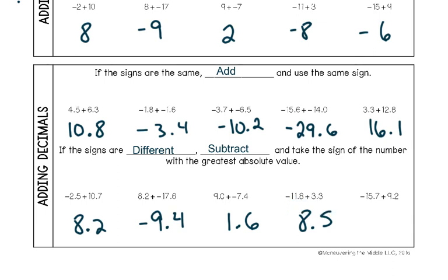Whenever I look back at my two numbers that I did my operations with, these two rational numbers, these two decimal numbers, there's more of the negative than there is positive. 11.8 is bigger than 3.3. So my answer will be negative.